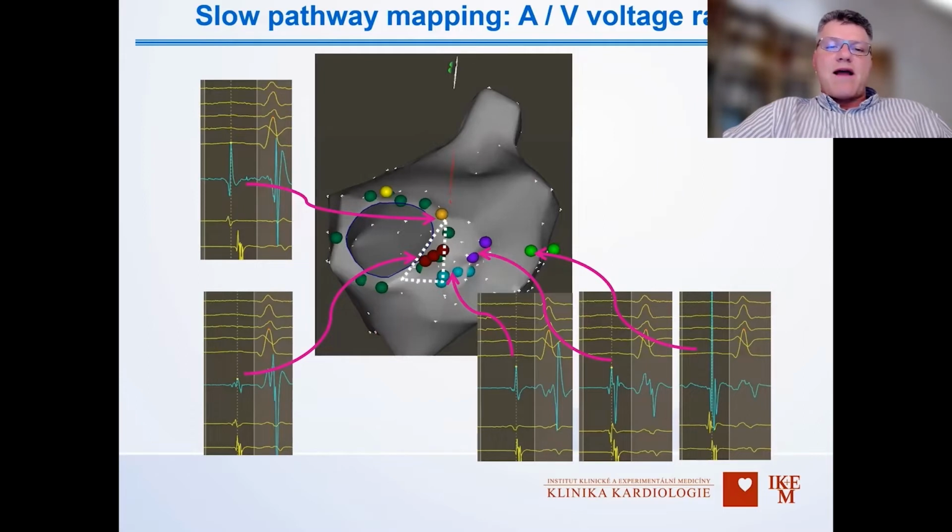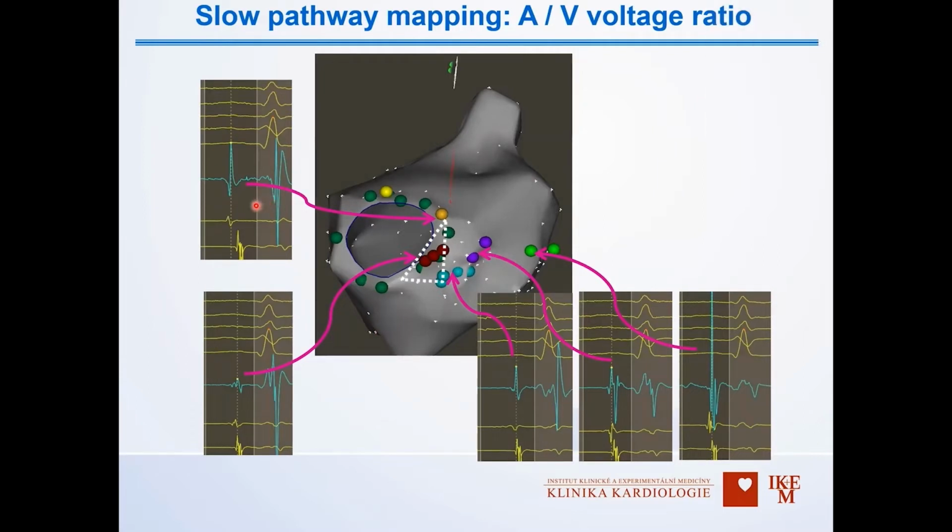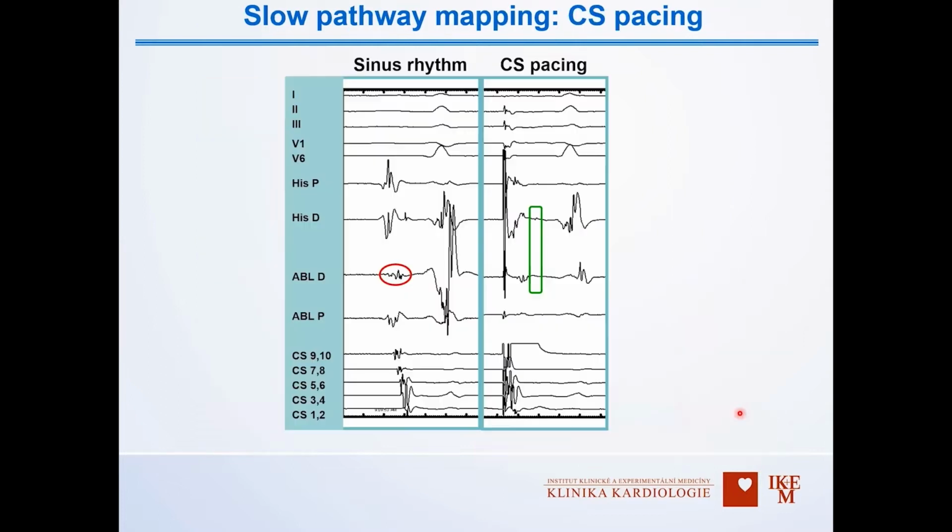This slide shows a nice His bundle electrogram here, and a slow pathway electrogram here with a small atrial and large ventricular component because of proximity of the tricuspid annulus. And the AV voltage ratio can be used for navigation of the ablation catheter in the region between the septal tricuspid annulus and the coronary sinus. Please note the transition of the AV voltage ratio when the catheter moves away from the annulus to the anterior ostium of the coronary sinus, and finally a little bit deeper inside the coronary sinus.